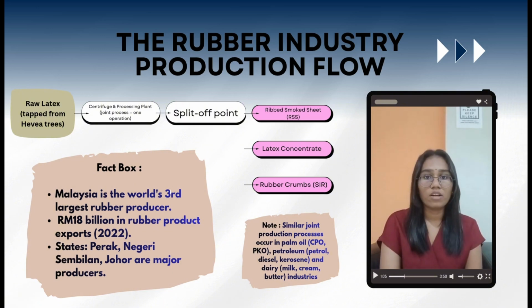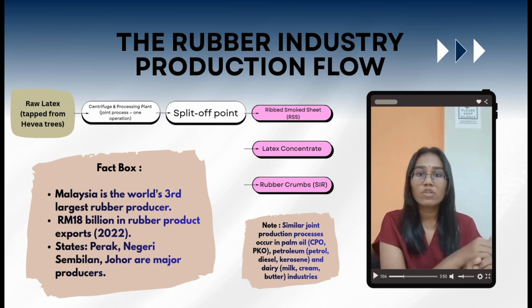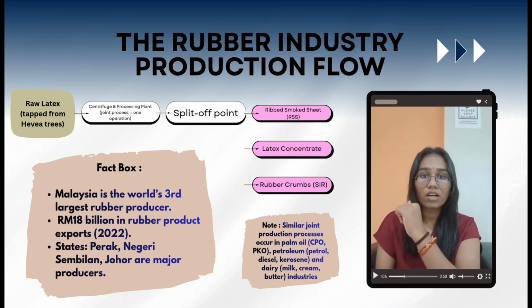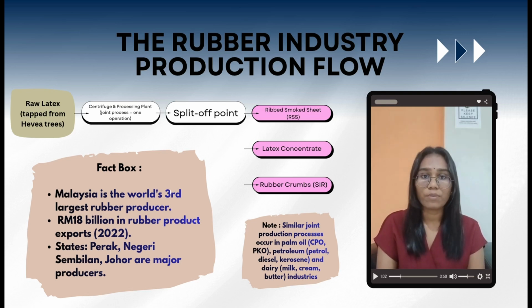Three joint products all emerging at the same time: red smoke sheet, latex concentrate and rubber crumbs, also known as SMR. You cannot choose to produce only one and skip the others. They all come out together from the same process. That is the definition of joint production happening in real life.